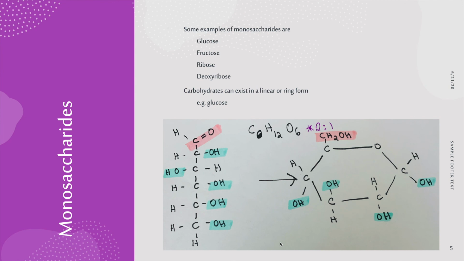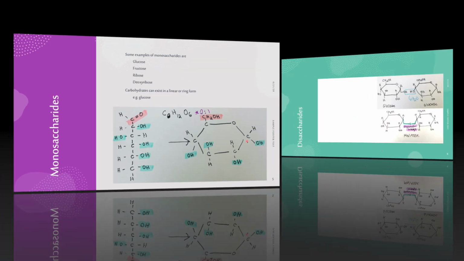Some examples of monosaccharides are glucose, fructose, ribose, and deoxyribose. Carbohydrates can exist in a linear or ring structure. Take a look at glucose. Notice the hydroxyl groups and the carbonyl group. Each corner of the ring represents one carbon. Sometimes the carbons will be omitted, so just assume that each corner is a carbon.